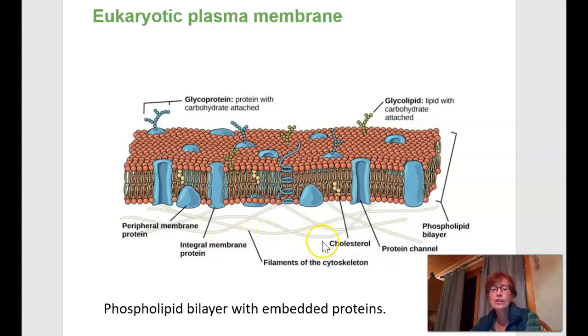Inside, this is the interior of a cell, so we're seeing filaments, meaning just like thin threads, of something called the cytoskeleton. We're going to see what this is. It's somewhat of a supporting structure, but it has other roles too. Notice that there's another lipid here, and that's cholesterol. So cholesterol is embedded in the lipid areas of this phospholipid bilayer, and it maintains the cell membrane's flexibility or rigidity depending on temperature.